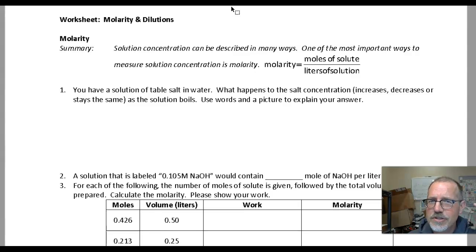the song's going in your background. Molarity need not be a cause of your confusion. Molarity, it's just moles of solute per liter of solution, excuse me.